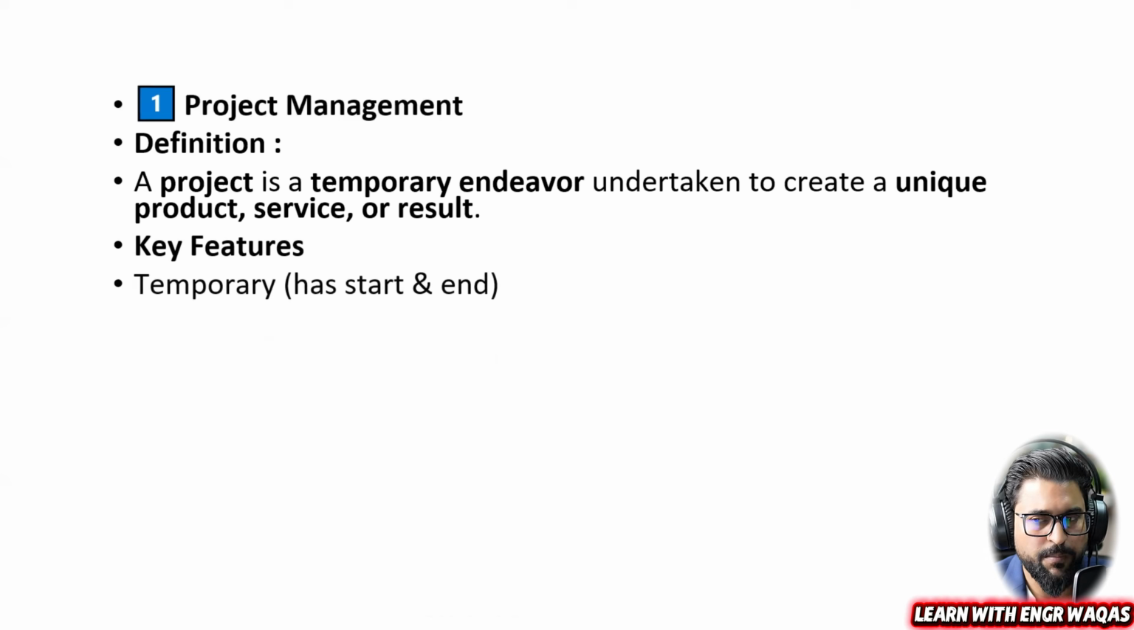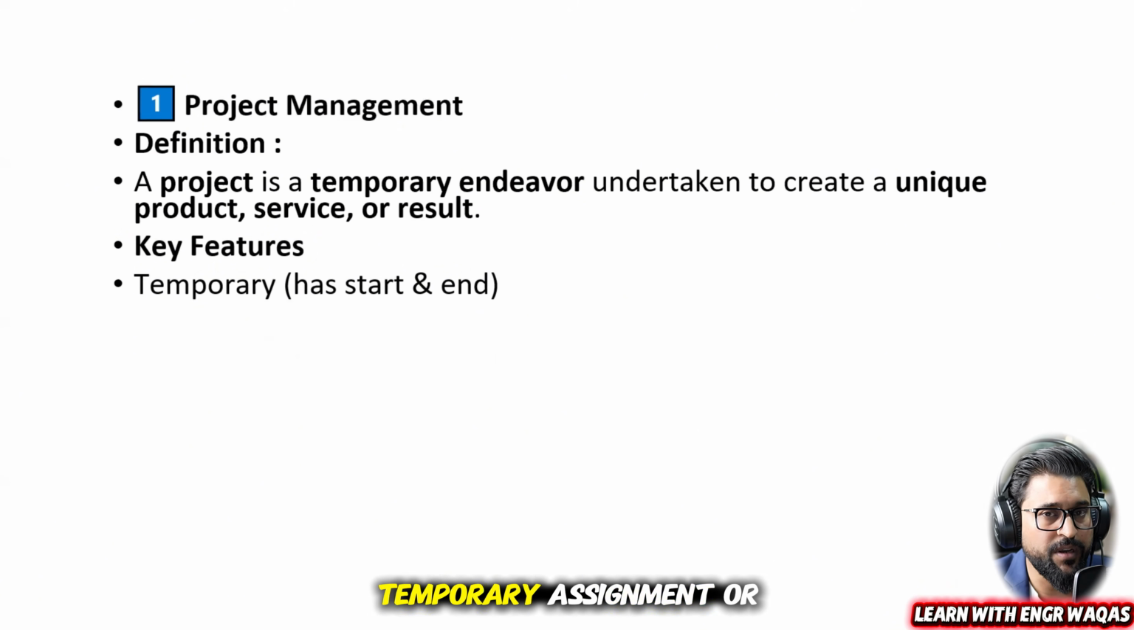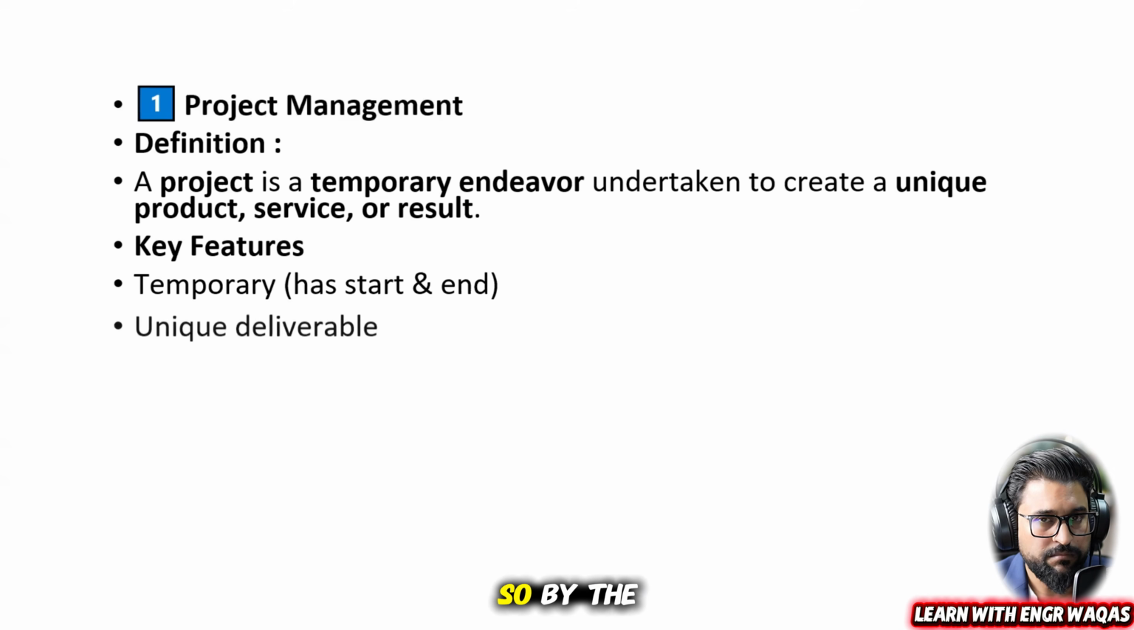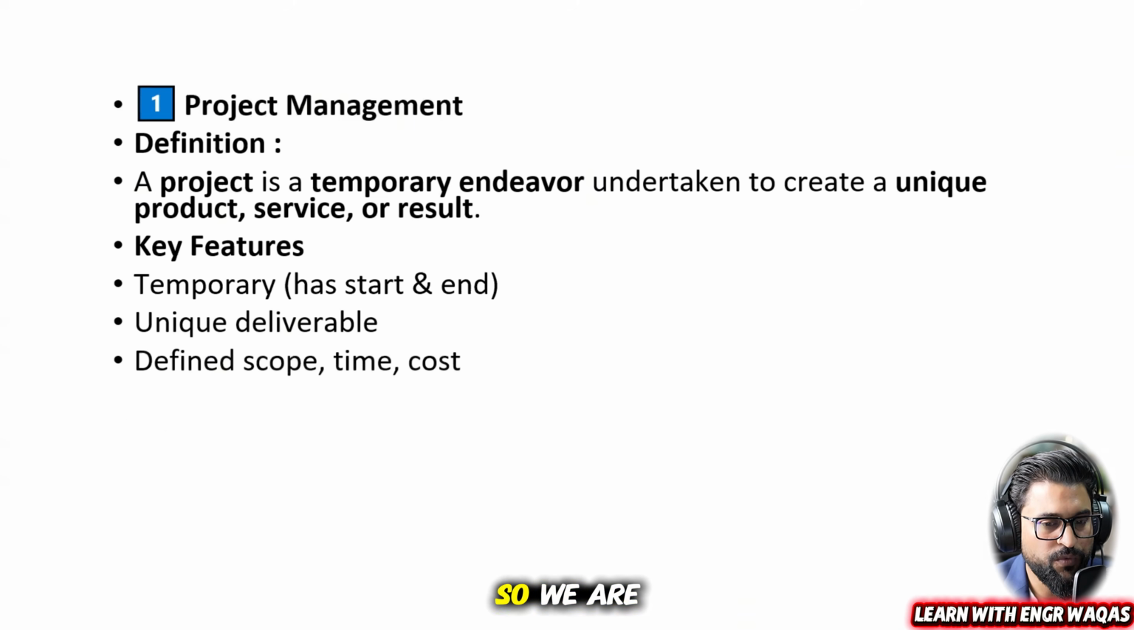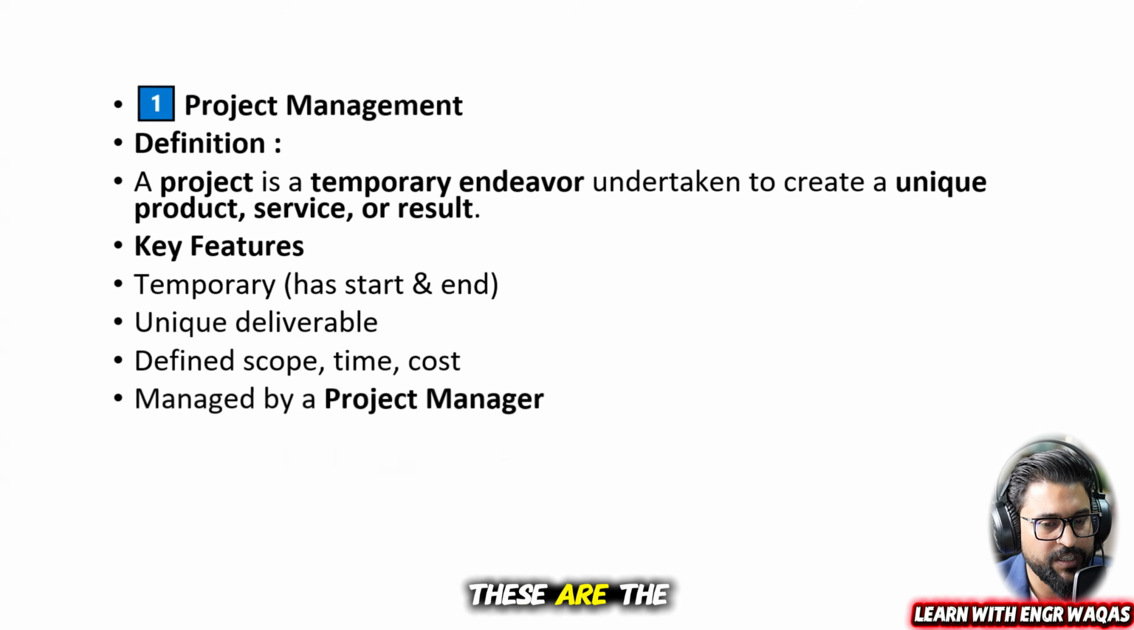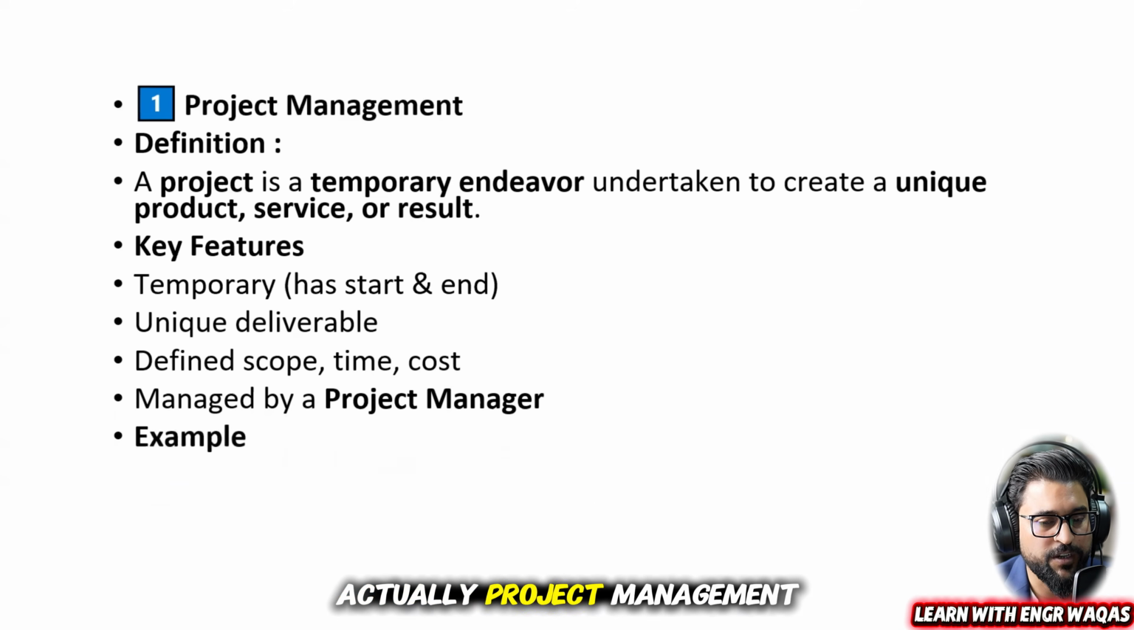Key features: projects like building a road, pipeline, or combined cycle power plant will be given a start date and finish date, and will be considered a temporary assignment. By the end of this task, you are going to deliver a unique thing, like a building which never existed before, or a road which never existed before. That is considered unique. We are going to define scope, time, and cost. These are the challenges. And a project manager who is authorized to manage all decisions, documentation, strategy, and execution delivers that project. That is project management.